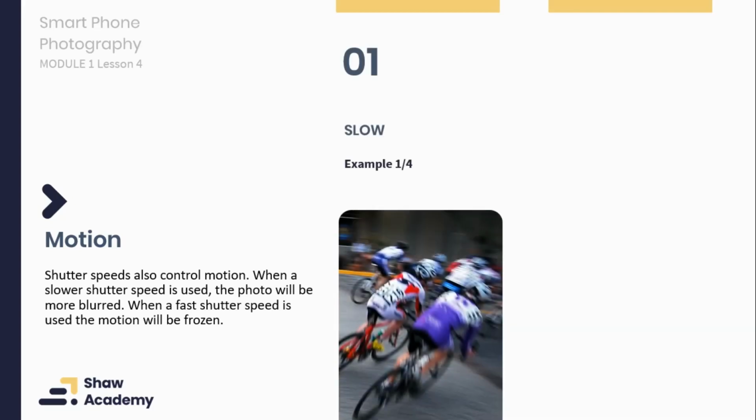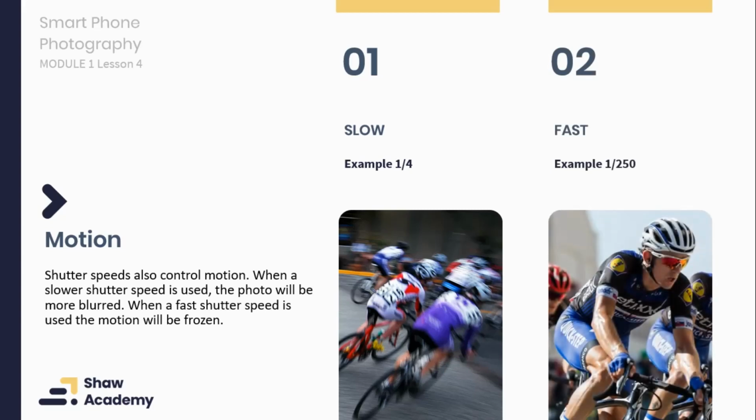Say, for example, I'm photographing at a quarter of a second. You can see here the cyclists, there's lots of blurred motion because they're cycling very, very fast, and I'm using a slow shutter speed. Or in the second option here, I'm using a much faster shutter speed, 250th of a second. The cyclists are frozen as they are cycling very, very fast.